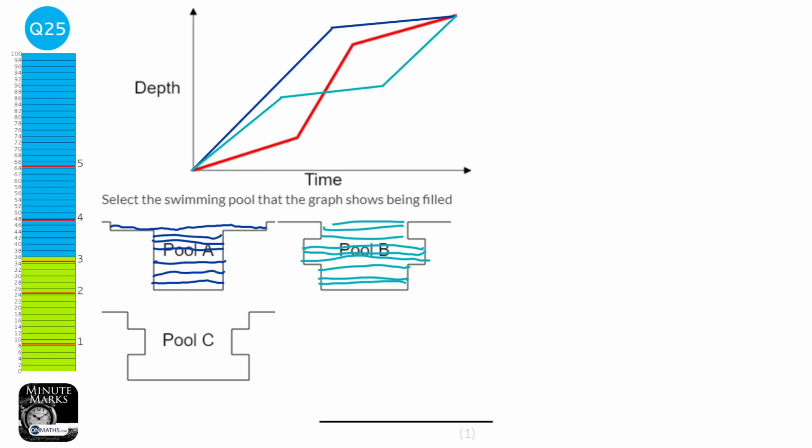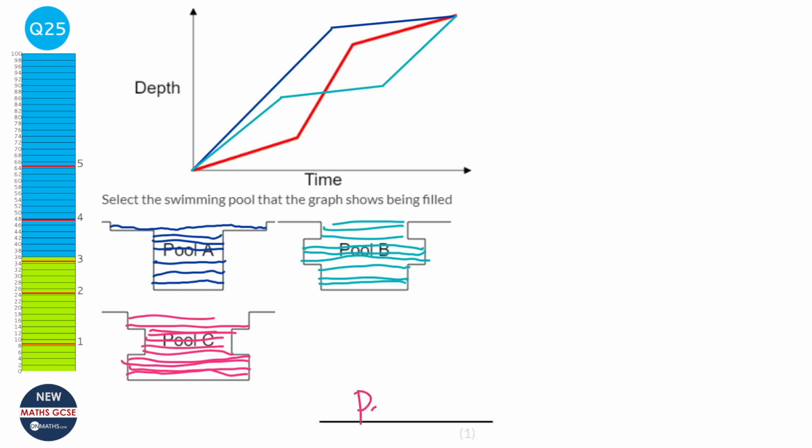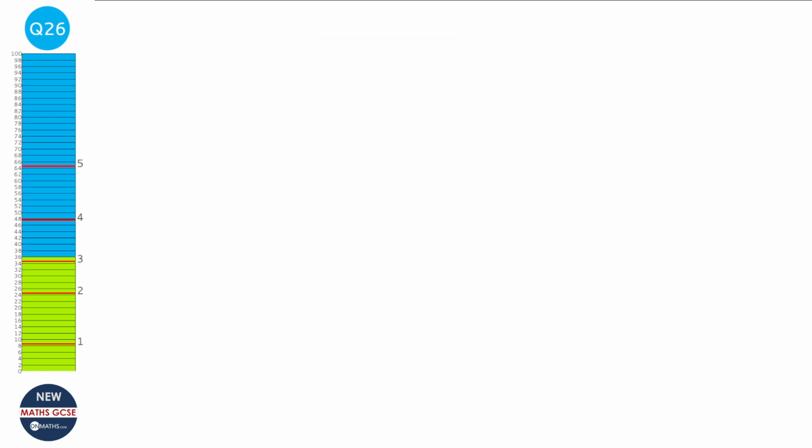Pool C, however, we can see it goes slowly at the start. And then because it's thinner, it will go quicker. So nice and quickly, and then it will go slowly again. Well, that is a perfect description of the graph that we're given. So the graph we're given is definitely going to be for pool C.